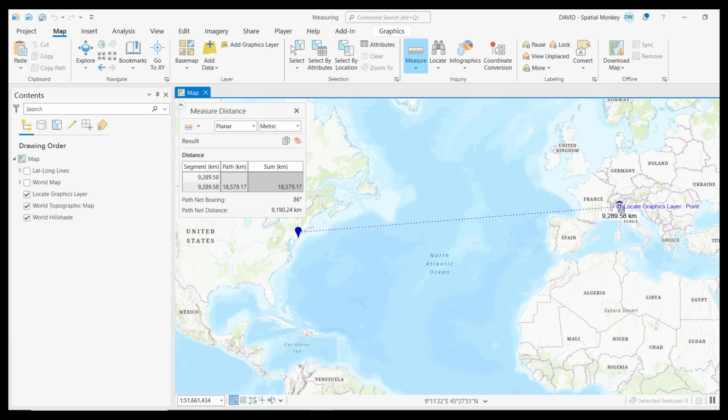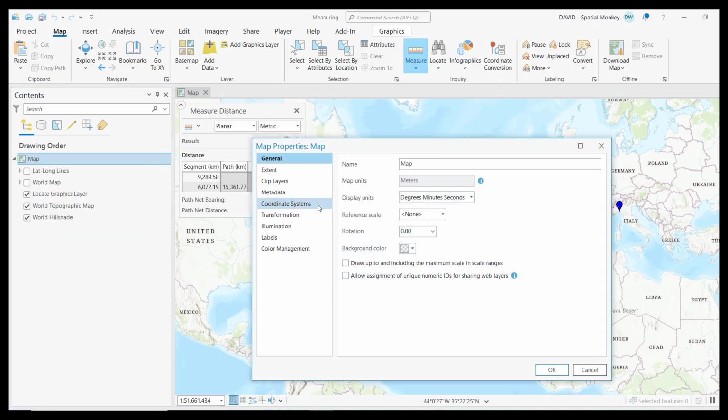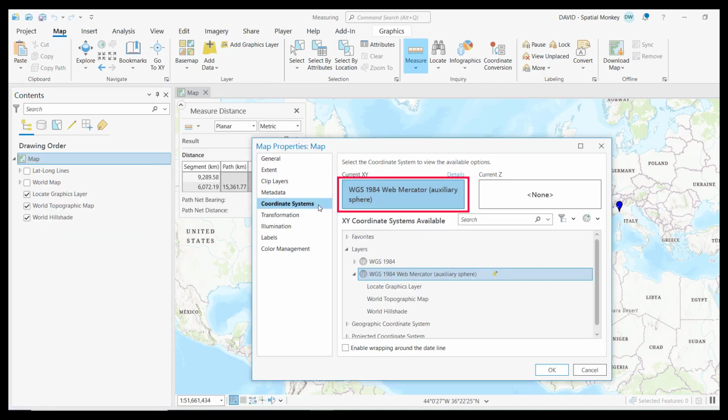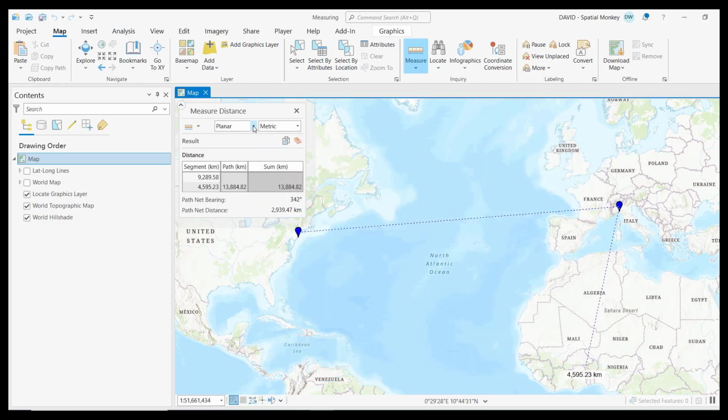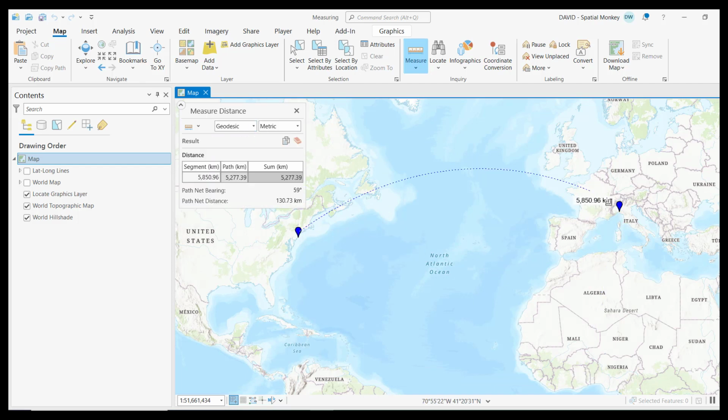This particular map is using the default Web Mercator projection. This projection is a conformal map projection and does not represent distances accurately. Therefore, a straight line on the map is not necessarily the shortest path between 2 points. The tool is therefore taking into consideration the curvature of the Earth and showing us the actual path of the shortest distance and what that distance is between the points.